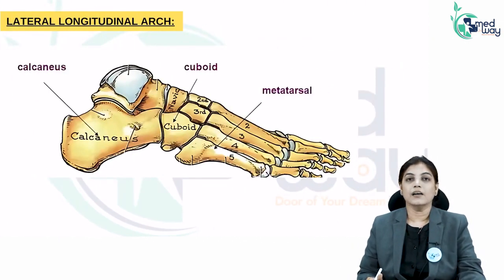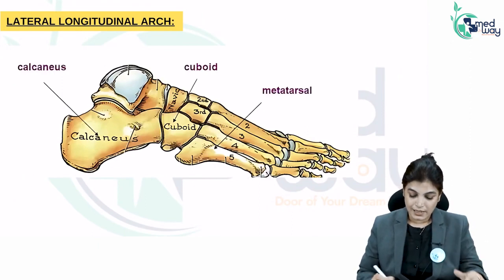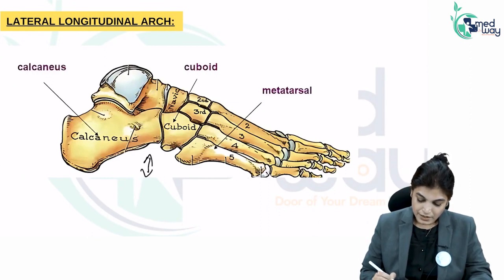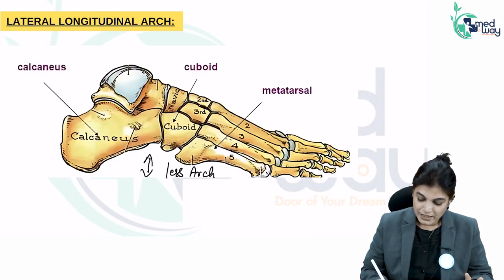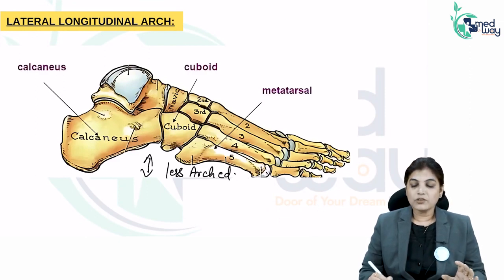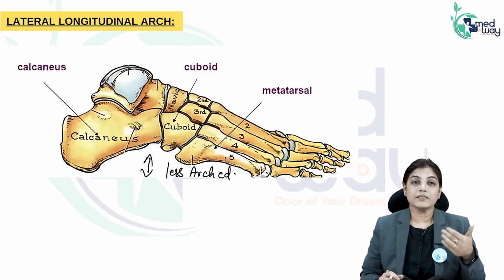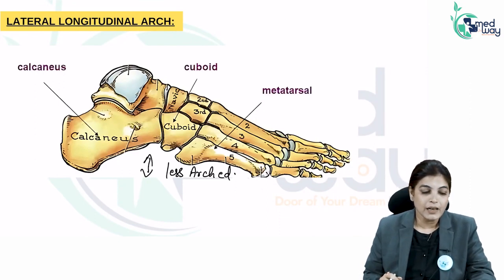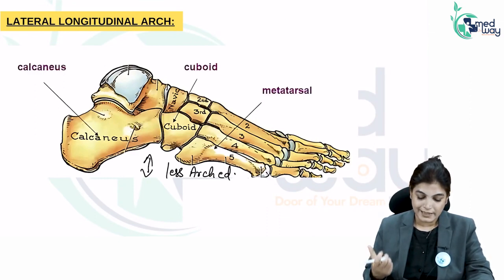Now the next important thing is the lateral longitudinal arch. If we talk about the lateral longitudinal arch, as you can see, this is less arched. The basic function of the lateral longitudinal arch is that it is supporting the weight of the body. It is important for the support system. Flexibility and resilience are given by the medial longitudinal arch, but stability is given by the lateral longitudinal arch.